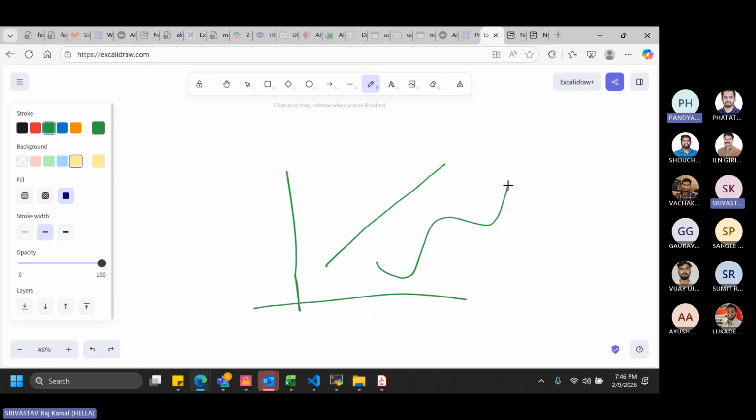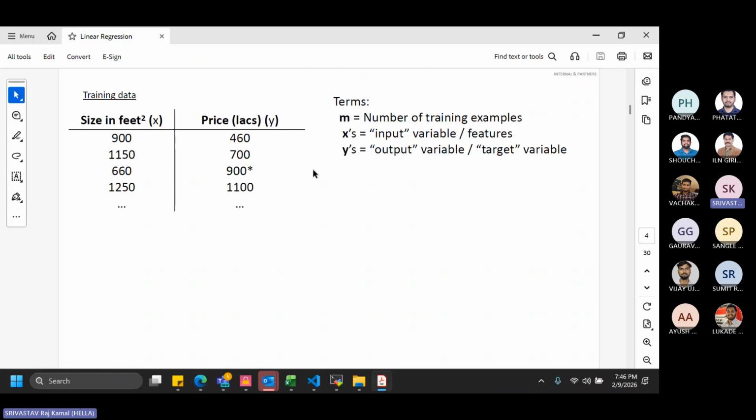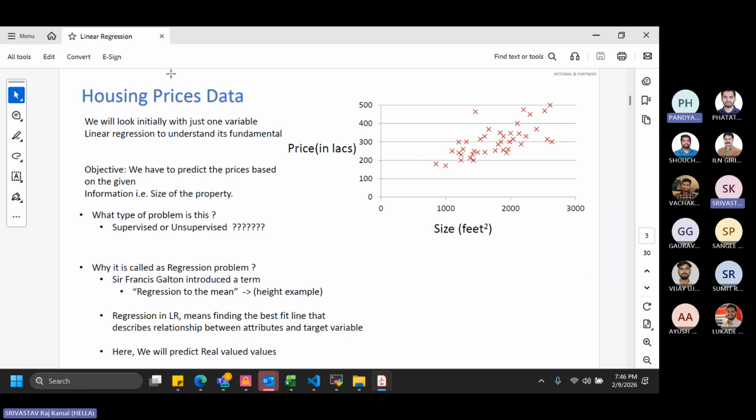Hello, question. Can you please repeat the significance of why we are doing this? What is the need of a straight linear line? What is the outcome of doing this? Did you understand what problem we are solving right now here? Yes, the size, and the model will give us the price according to the size.